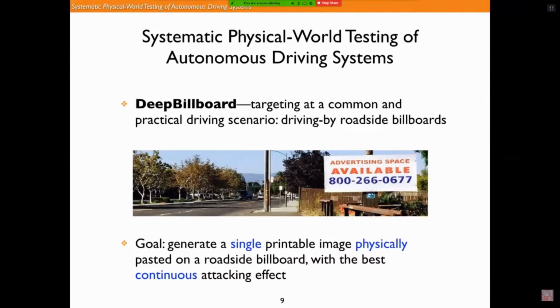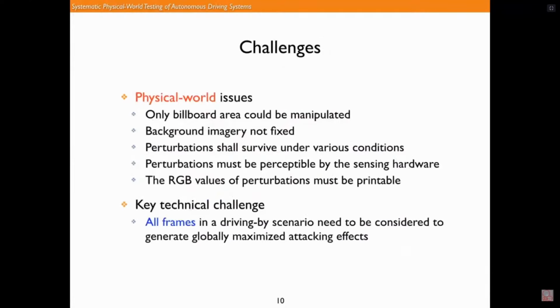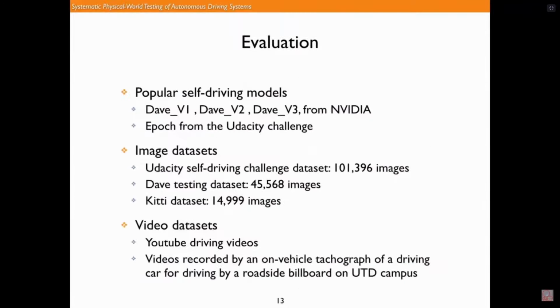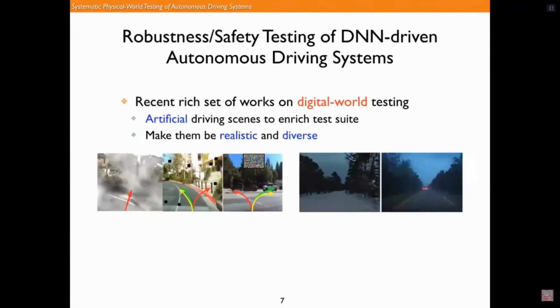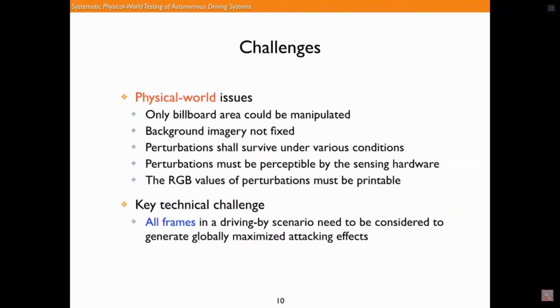And we want this single image to continuously attack the driving-by vehicles, because again, the driving-by process is a continuous process involving multiple image frames, not just a single frame. So there are many challenges, which can be categorized into either physical world or technical issues. Physical world issues are very intuitive. For example, only the billboard area could be manipulated, right? This is different from digital world testing, where for the entire image input, you can add perturbations wherever you like. This is not possible under the physical world setting.